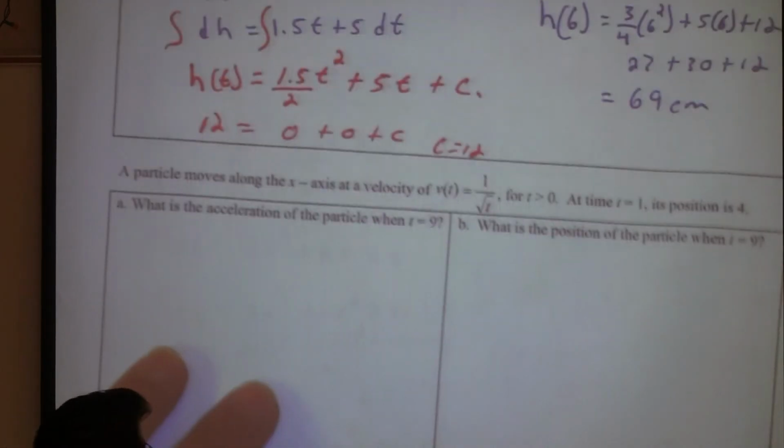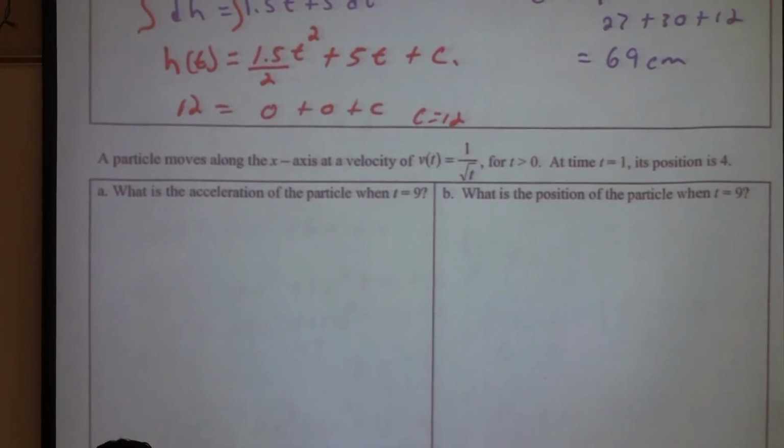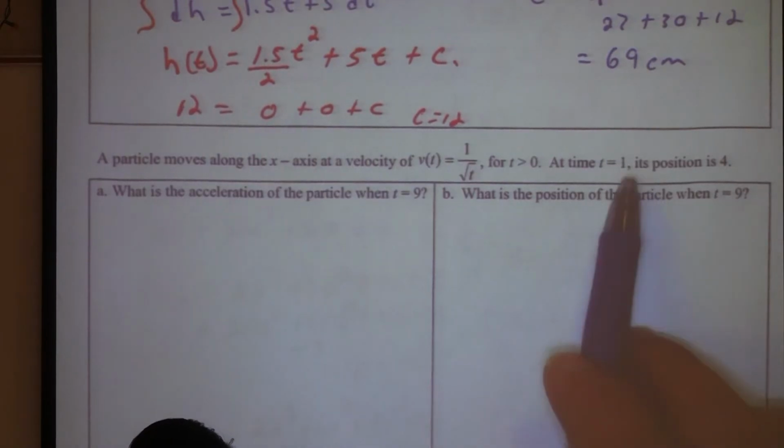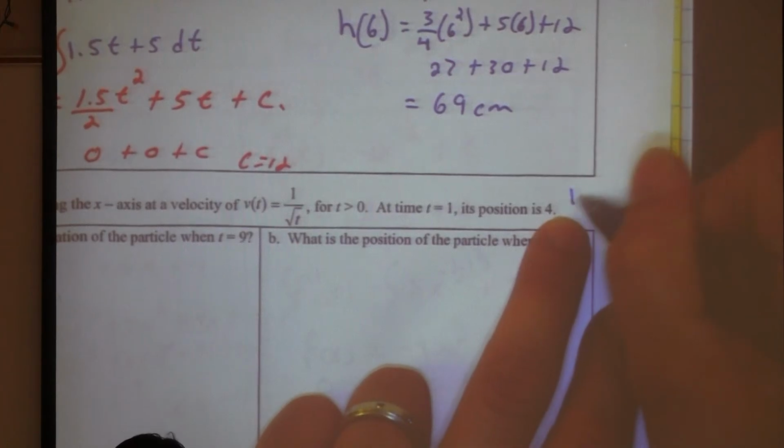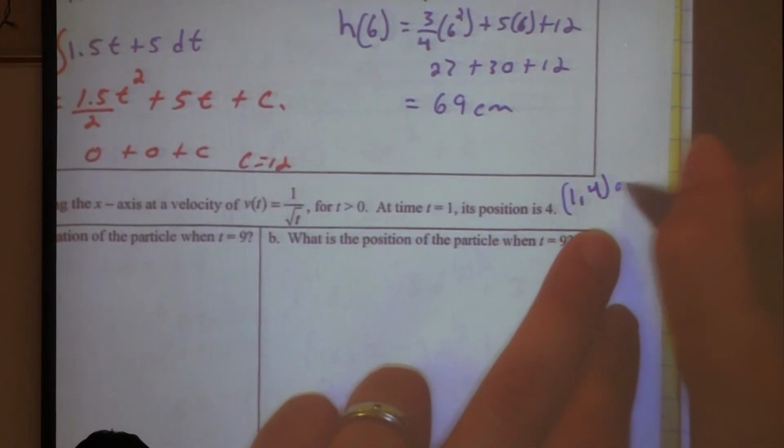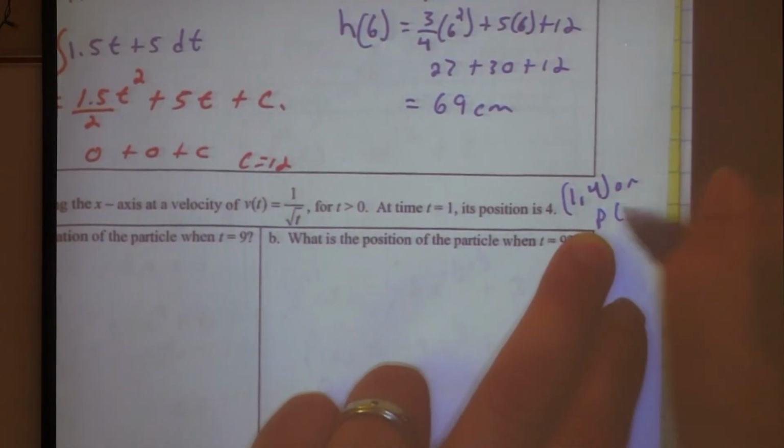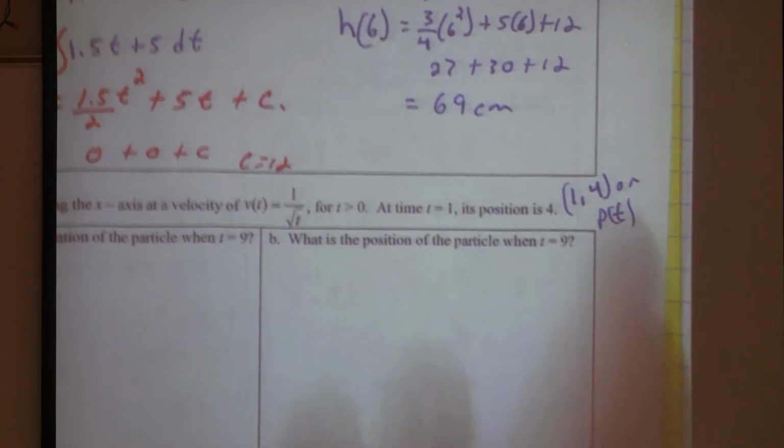All right, one more problem here. It says a particle moves along the x-axis at a velocity of v of t equal to 1 over the square root of t for time greater than 0. At time t equals 1, its position is 4. So what are they giving us here? A point, right? The point would be (1, 4), but that's on what? On p of t, on the position function, right?